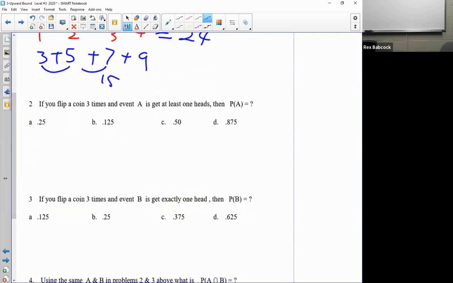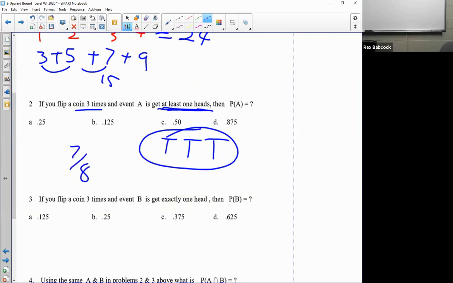You flip a coin 3 times, you get at least 1 head. The only way you won't get at least 1 head, there's the only way. Does everyone understand that? That's the only way you won't get 1 head. There's at least 1 head all other times. So it's 7/8 is the answer. Well, I look up here and I don't see a 7/8. So I take my calculator and say 7 divided by 8, and I bet that's this right here. 87.5%.